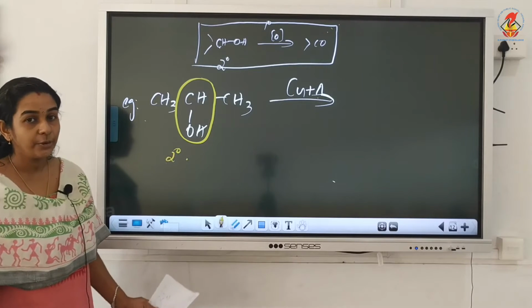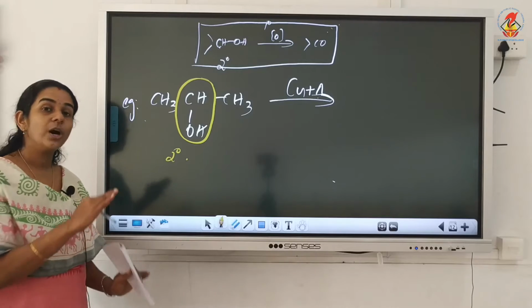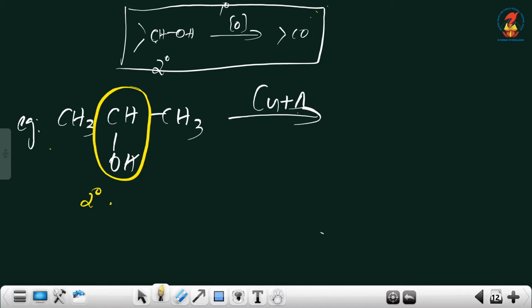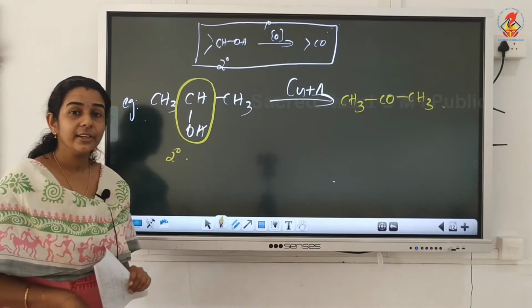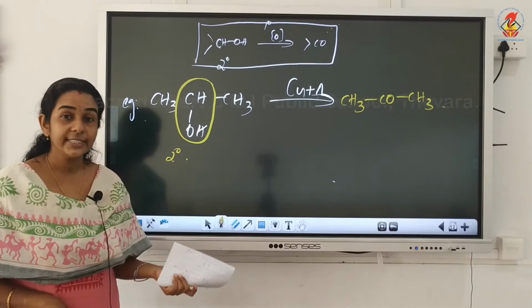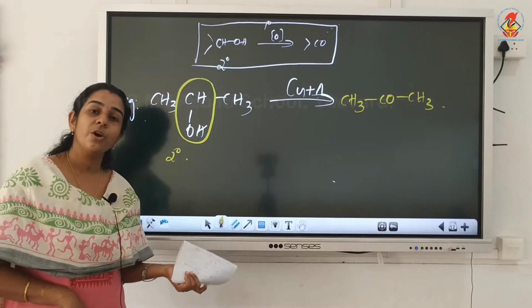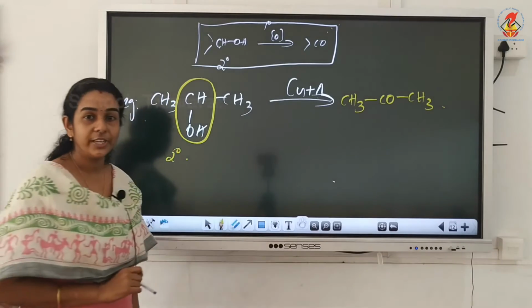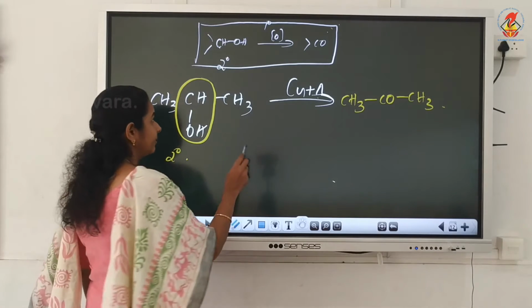On oxidation we know that we are getting ketone. So how can we write the product easily? Simply replace CHOH by CO. The rest we can copy. So we will be getting the product as CH3, CO, CH3. So remember, secondary alcohols on oxidation always give ketone, whether it is a mild oxidizing agent or a strong oxidizing agent. Okay. So this is about the oxidation of alcohols.